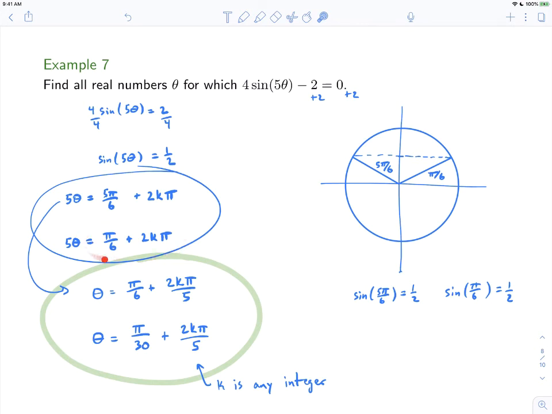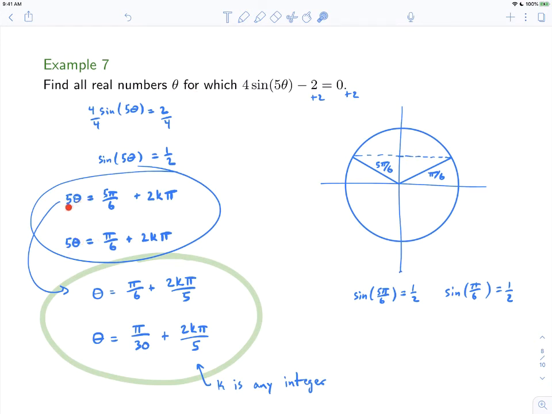Now these are the angles such that sine of an angle gives you 1/2. These ones or these ones. But the angle is 5 theta. So 5 theta equals 5 pi over 6 plus 2k pi, or 5 theta equals pi over 6 plus 2k pi. But we're trying to find all real numbers theta, so that means you have to solve for theta.